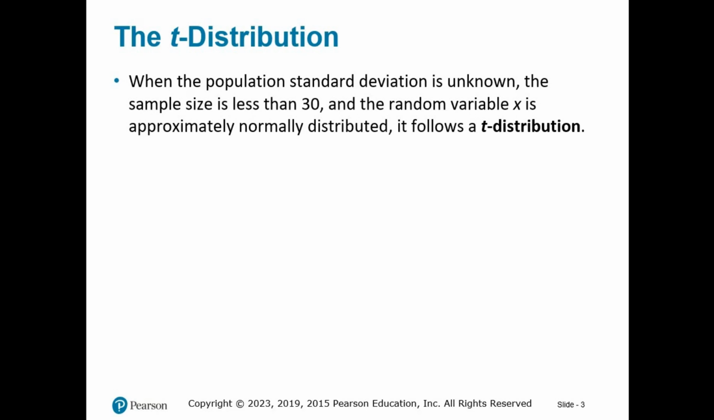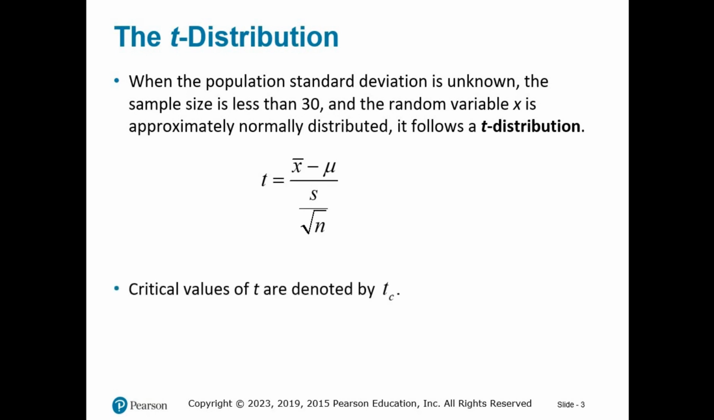A t-distribution's values are defined by its ratio: X bar minus mu divided by this other ratio of the standard deviation of the sample divided by the square root of n. This is very similar to the standard formula for z-scores, remember? X minus mu divided by standard deviation, except this time the standard deviation is drawn from a very specific set of values. Similar to the last section, critical values for t are denoted by t sub c.